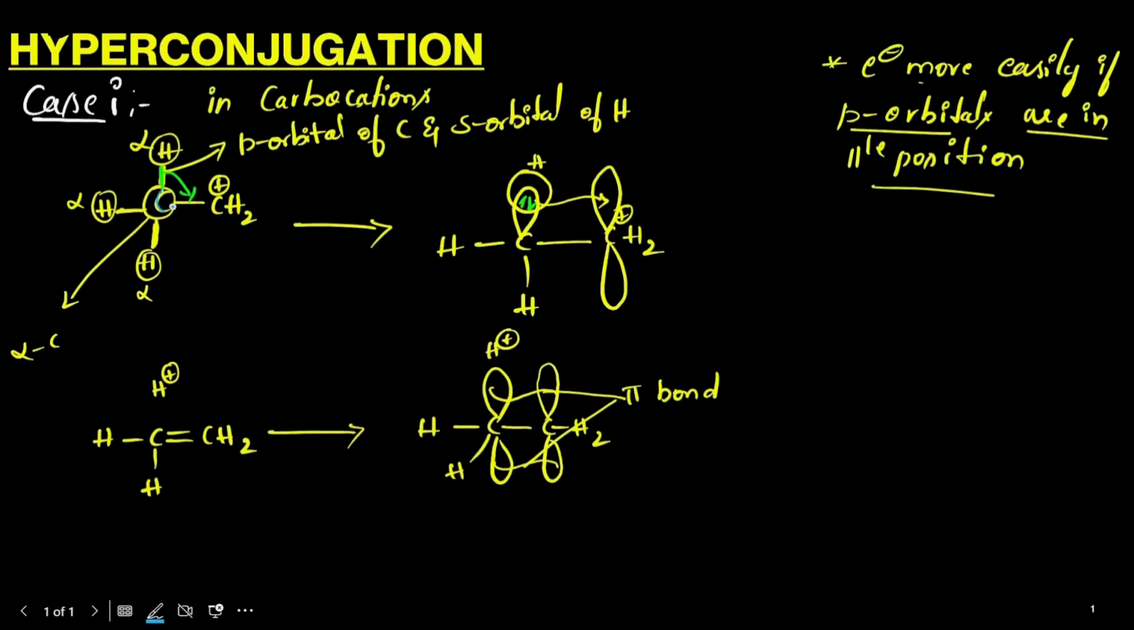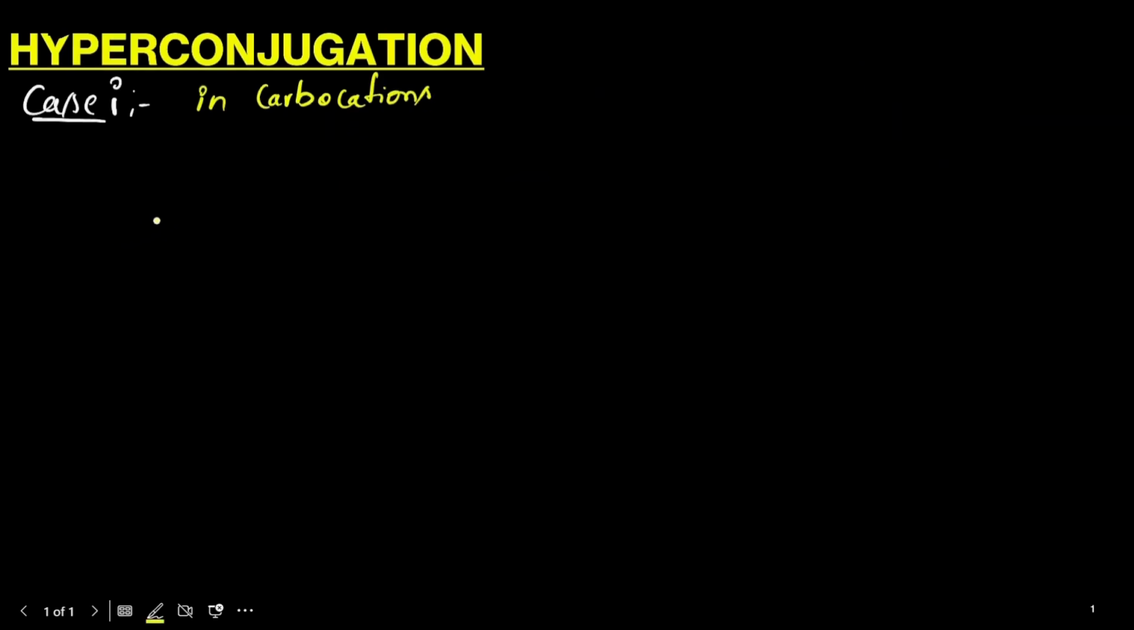Here this alpha carbon has 3 alpha hydrogens. So this sigma electron is involved in delocalization. Again, here also this sigma electron is involved in delocalization. Again, this sigma electron will also be involved in delocalization. We will see how. Again, we will consider the same carbocation, CH3, here CH2 plus. 3 alpha hydrogens are there. This is the alpha carbon atom.